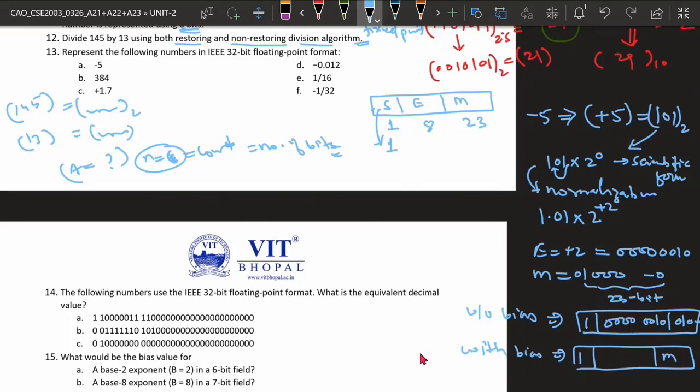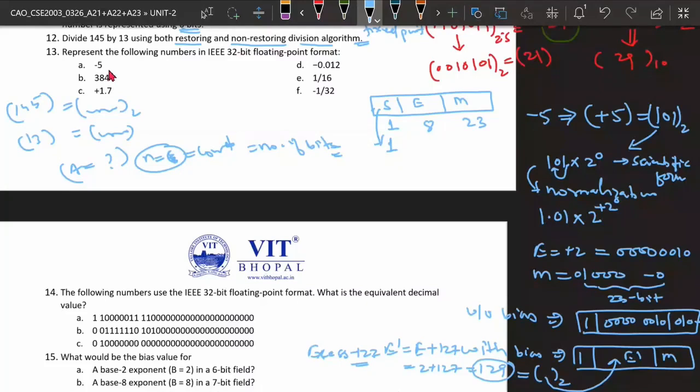With the bias, we will be adding to get the new exponent. This new exponent will be e plus 127. So it will be 2 plus 127, since e was 2. So it will be 129. We will be converting 129 into binary, and this binary value we will be putting into the exponent field. So this will be the new exponent e dash. This is the with bias, or we can write it as excess 127 representation of floating point.